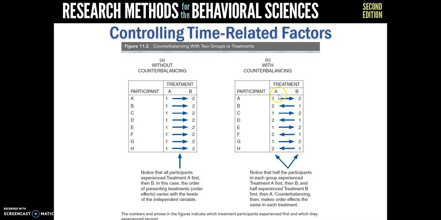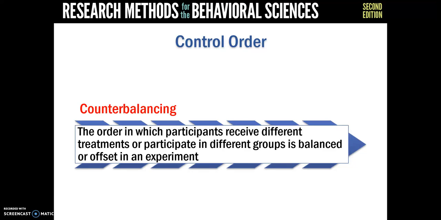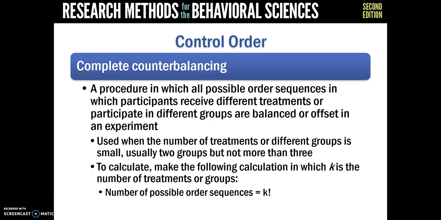Counterbalancing: if you have 2 treatment groups, you don't want everyone to start with treatment A and then go to treatment B. You might want to mix them up. You want to mix them up in each one. So some might start with A first, and some might start with B first, and then go to A, and vice versa, to see how the effects work. Okay, that's called counterbalancing.